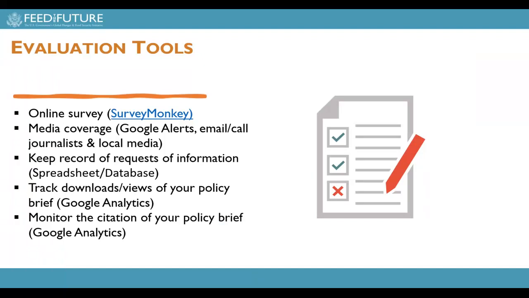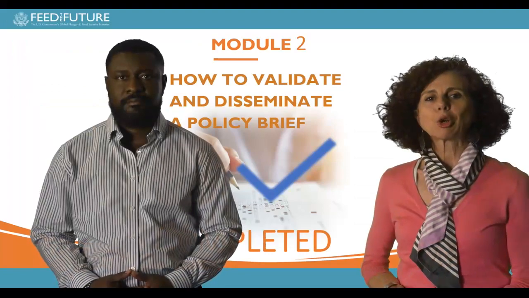Consider the following elements to evaluate the reach and effectiveness of your dissemination. An online survey can be administered to your stakeholders and workshop participants to elicit their views on the usefulness of the policy brief. Media coverage can be tracked, the number of times your research or messages have been cited in radio, TV, printed press, etc. Take note of the number of times decision makers contact your team for requests of information. You can also monitor the number of downloads and views of your policy brief from the website where it was posted. And finally, you can use Google Analytics to track the citation of your policy brief in other online articles and publications.